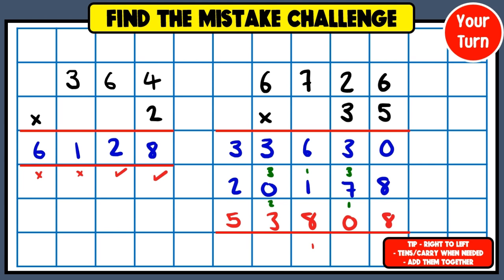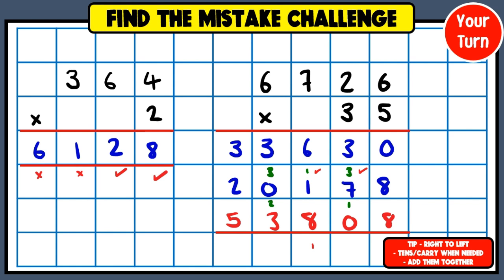Next, we've got a long multiplication one. We've got 6,726 times 35. Again, we started with the 5s. 5 times 6 is 30, so I got my 0 there and my 3 underneath, that's correct. Next, 5 times 2 is 10, and then if we add the 3, it gives us 13. I've got my 3 there and my 1s there, well done.